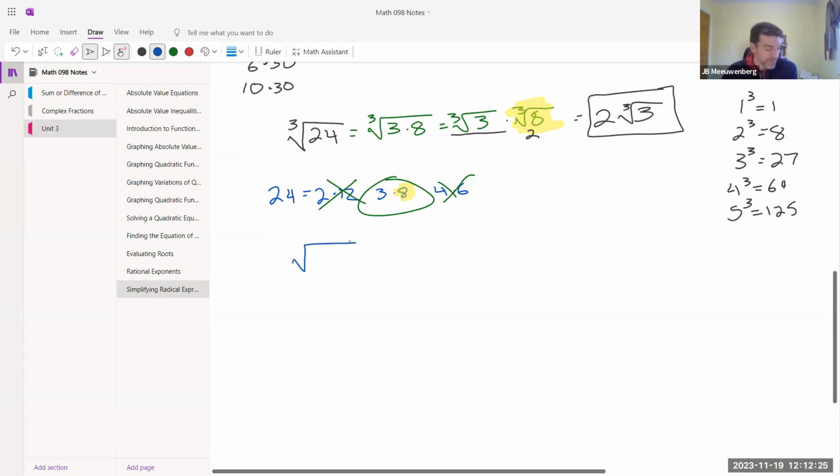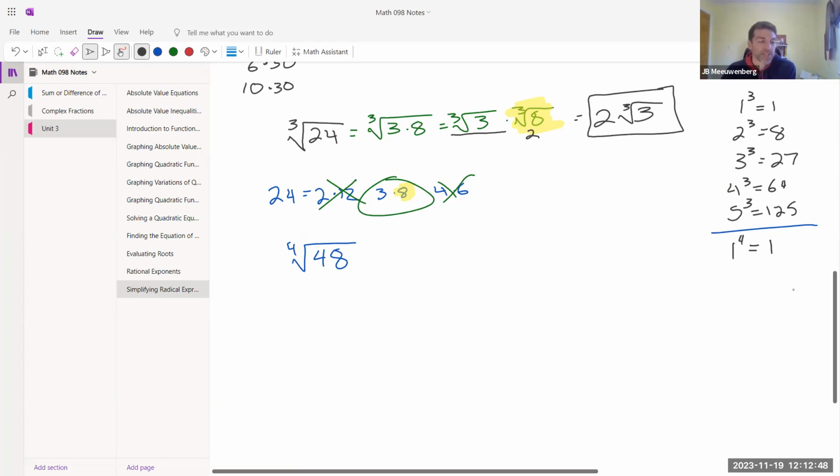Let's take the 4th root of 48. The 4th root of 48. So pause the video definitely and see if you can try this one, because this is new. This will be a bit of a challenge. I'll keep going.